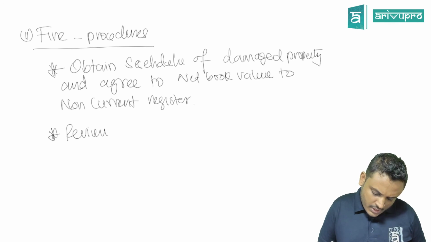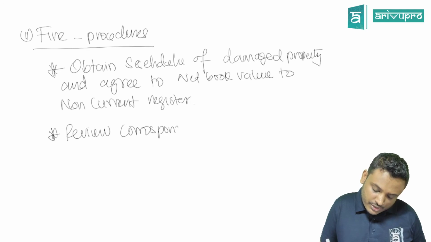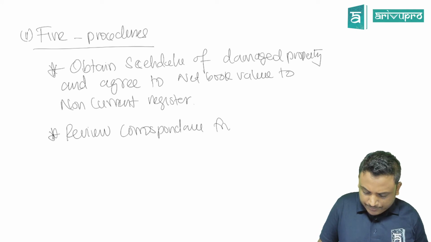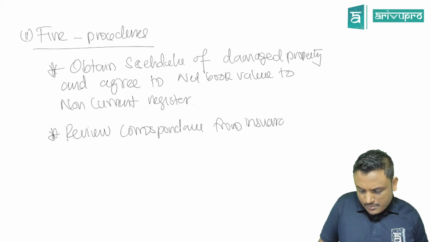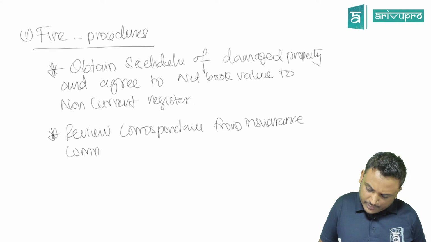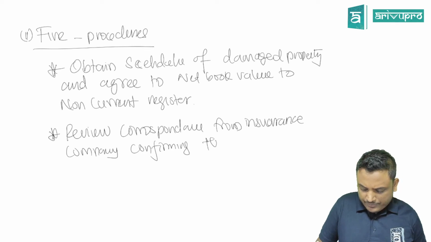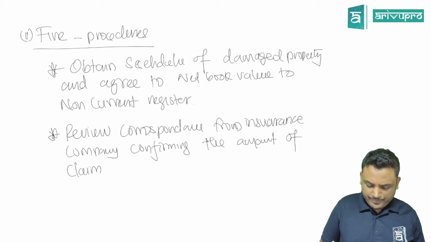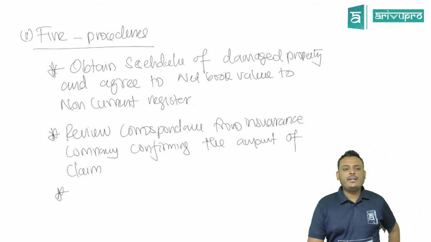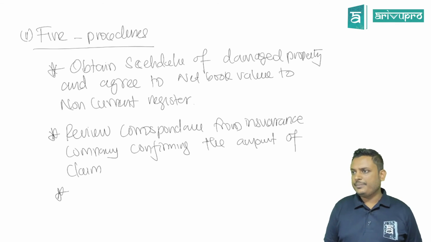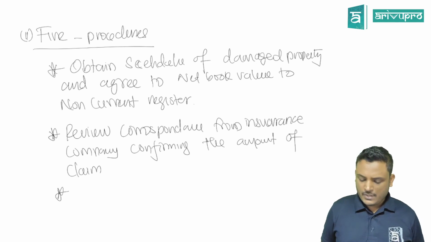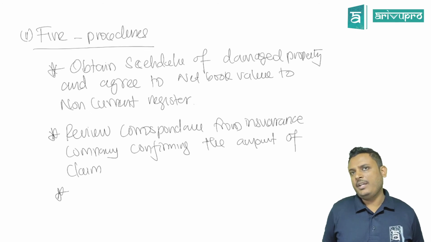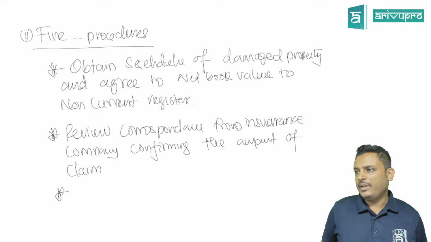Review correspondence. Correspondence is a kind of confirmation. Review correspondence from the insurance company confirming the amount of claim. Right. So then you can recognize it as a contingent asset here. Schedule of damage means whatever the property damage, management prepares a schedule. Right. So that schedule.